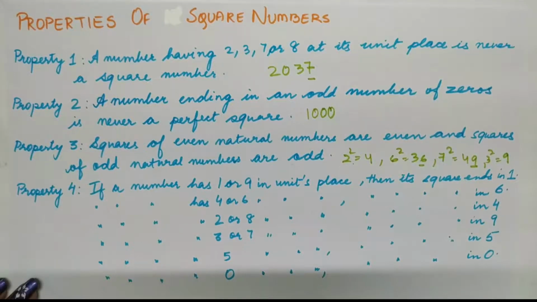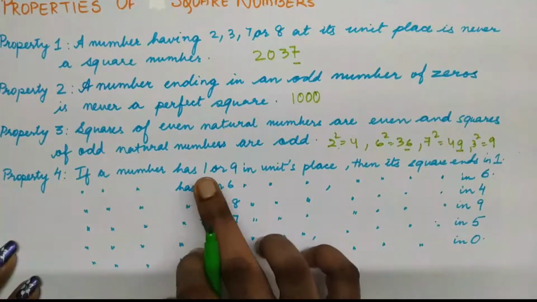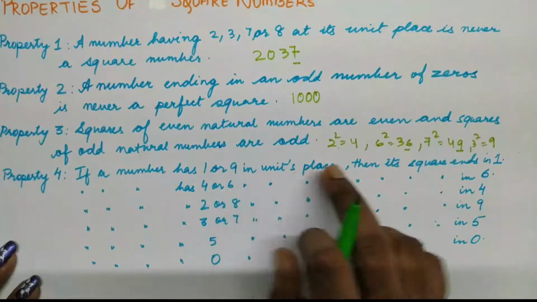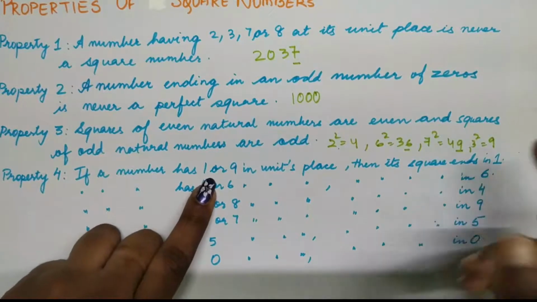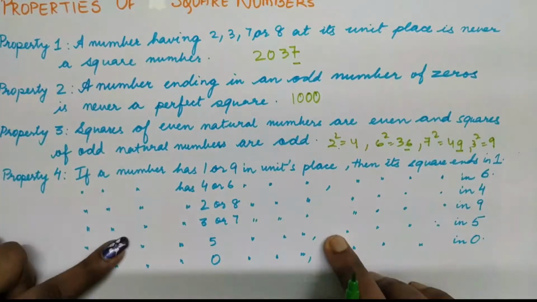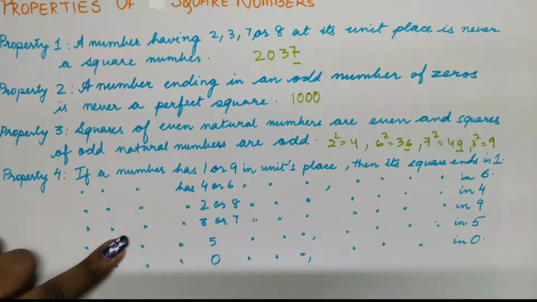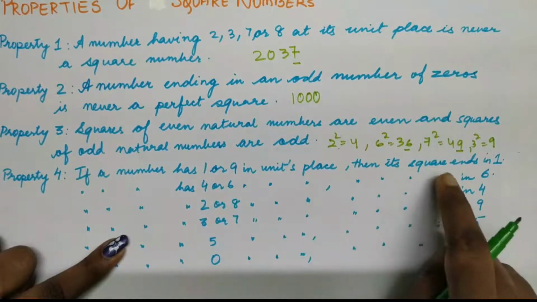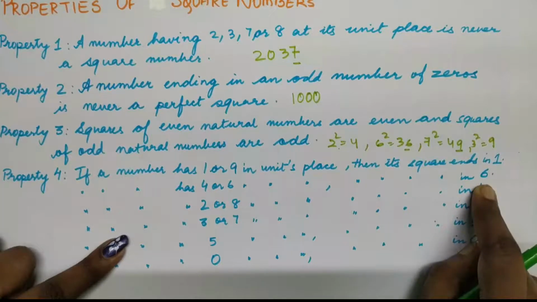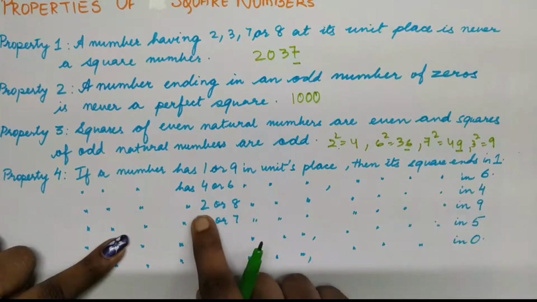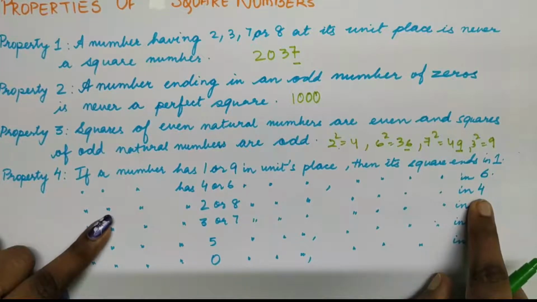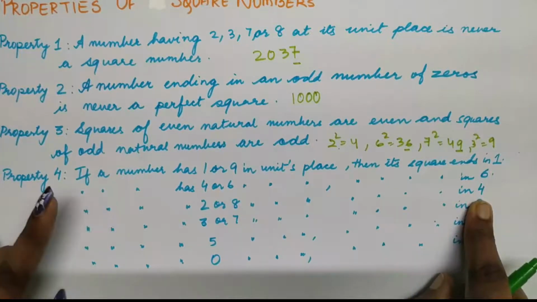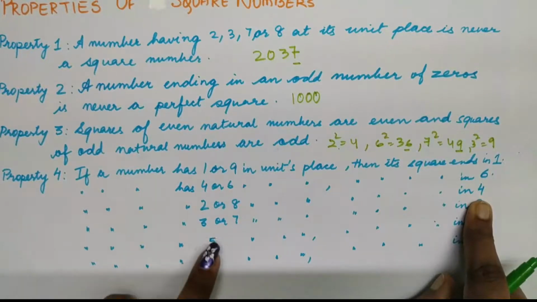Similarly, if a number has 1 or 9 in the units place, the square always ends with 1. So 1 square is obviously 1, and 9 square is 81. If it has 4 or 6 in the units place, you can easily say that the square is going to end with a 6. If the number has 2 or 8, then the units place of the square is going to be 4, because 8 square is 64 and 2 square is 4.